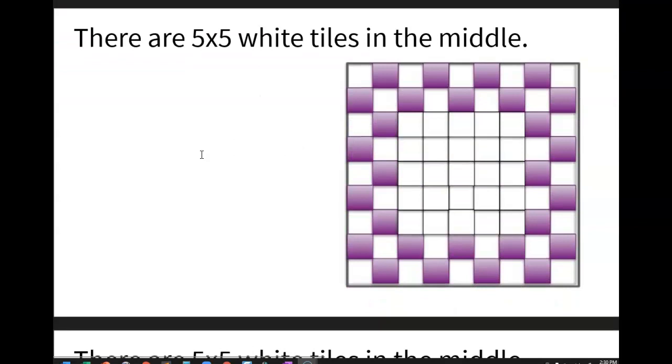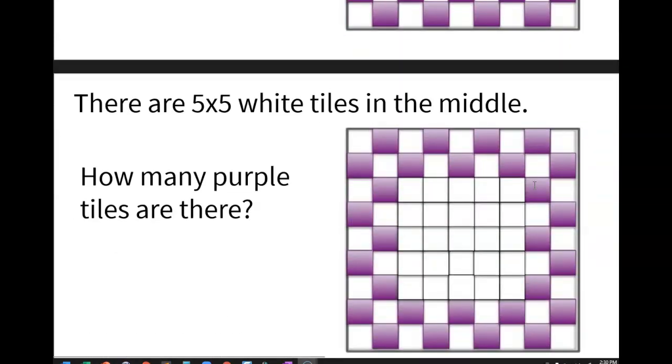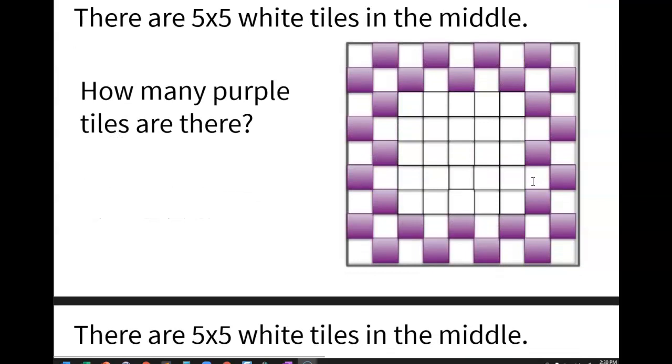So we're going to start with this pattern right here. There are 5 by 5 white tiles in the middle. Let's take a look. 1, 2, 3, 4, 5, and then 1, 2, 3, 4, 5 down. So this is a 5 by 5 square, and then there's a 2-tile border around the edge. So how many purple tiles are there here? Let's see, there's 1, 2, 3, 4, 5, 6, 7, 8, 9, 10, 11, 12, 13, 14, 15.